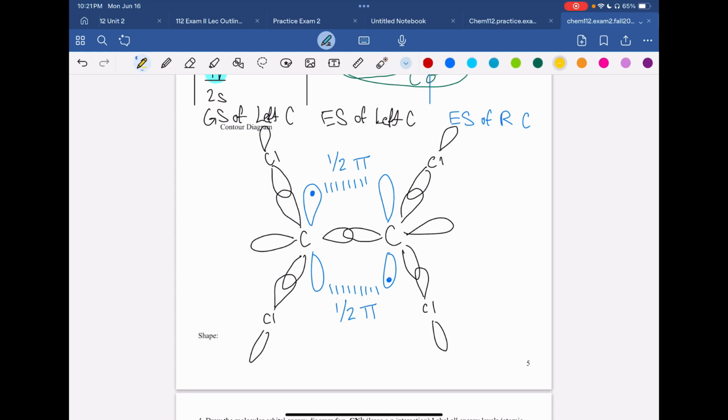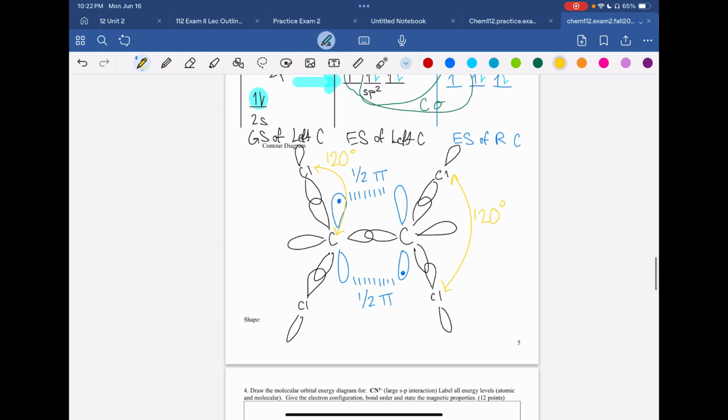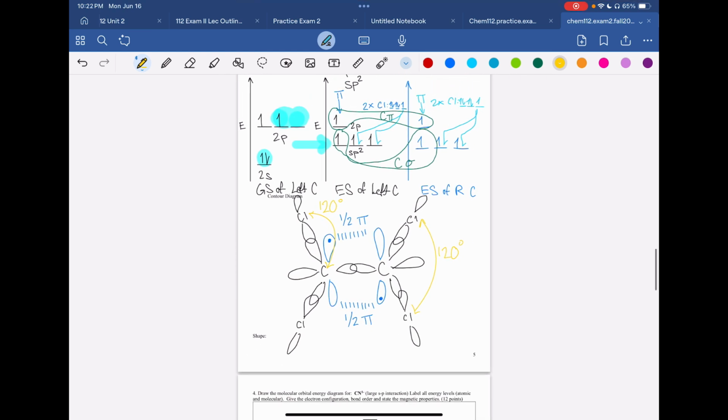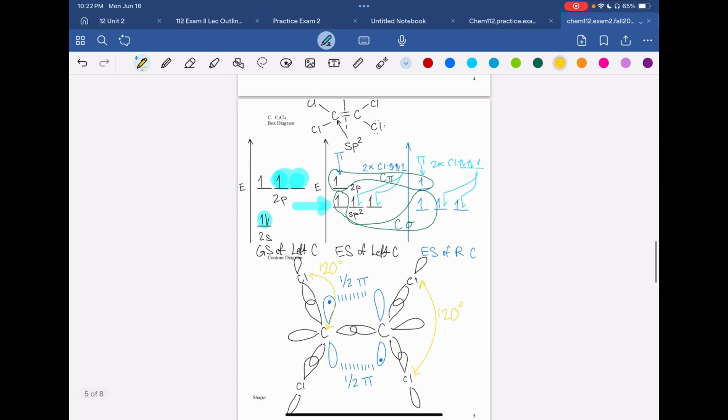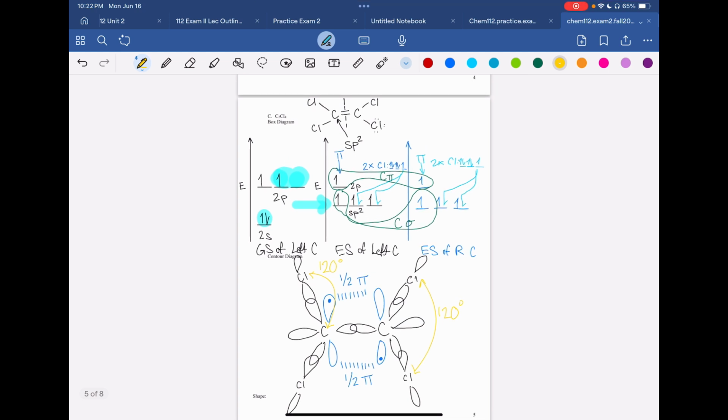Let's do angles now. So, from this chlorine to this carbon is your 120 angle. And then chlorine to chlorine is your 120. Okay, that's it. That is the hardest one.